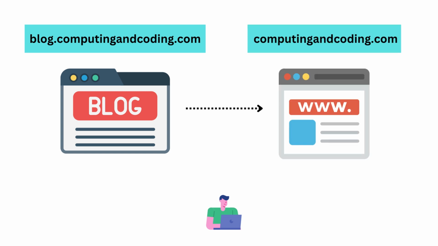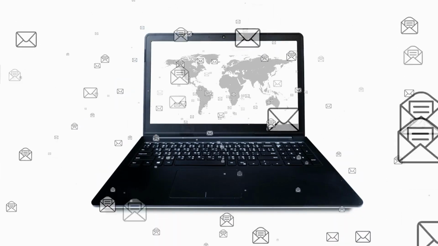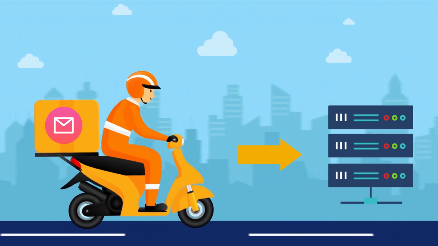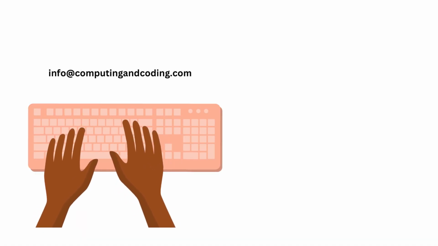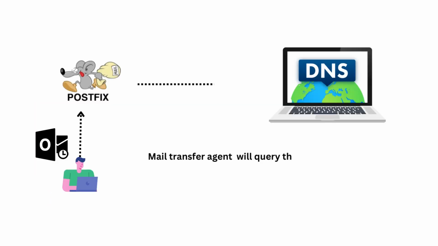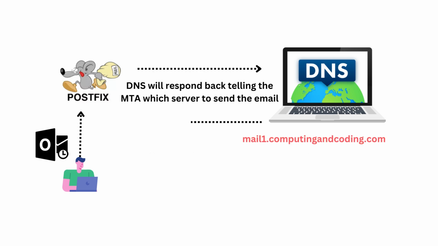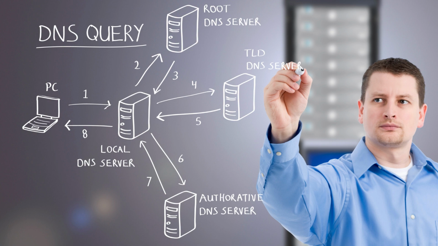The next DNS record is the MX record, or mail exchange record, and this record is used for emails. The MX record simply points to the server where emails should be delivered for that particular domain. Let's assume you want to send an email to info@computingandcoding.com. Your mail transfer agent, or MTA, will query the DNS for the MX record for computingandcoding.com because it is looking for an email server, and then DNS will respond back telling the MTA which server to send the email to, which in this case will be mail1.computingandcoding.com.